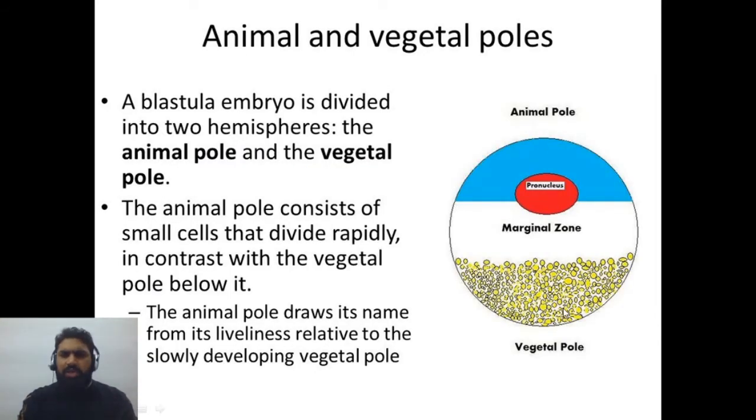What is the animal pole and vegetal pole in an embryo? A blastula embryo is divided into two hemispheres: the animal pole and the vegetal pole. What is the peculiarity of the animal pole? The animal pole contains small cells and they divide very rapidly, as compared to the vegetal pole, which contains only slowly dividing cells. The animal pole draws its name from its liveliness relative to the slowly developing vegetal pole. So it is clear what is the animal pole and what is the vegetal pole. The uppermost portion is called the animal pole and the bottom portion is called the vegetal pole.